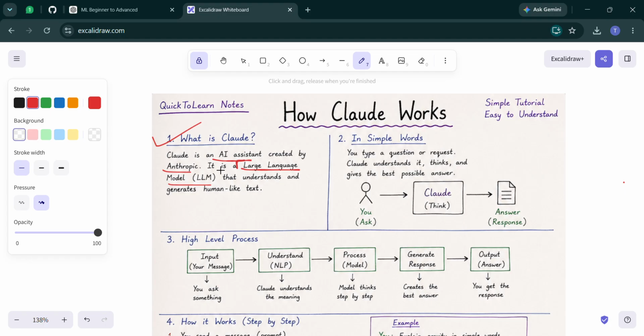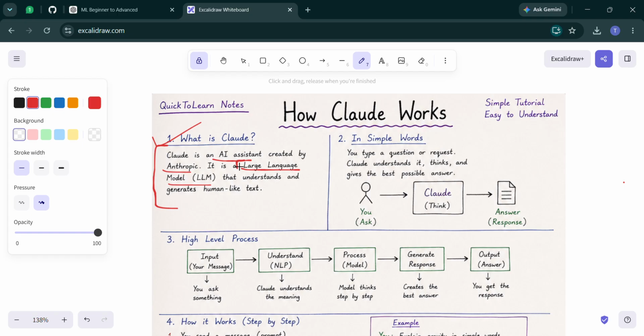It does not search the internet every time. Instead, it uses what it learned during training to generate responses. It generates the response from the learned data, the data it used during the training time. So this is what Claude is.